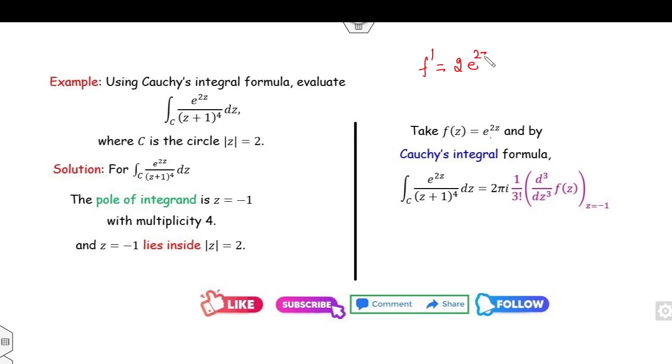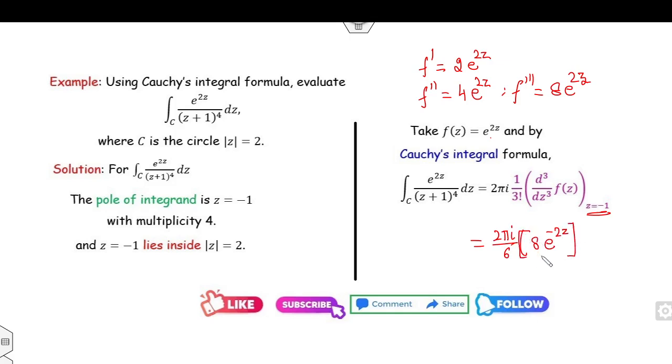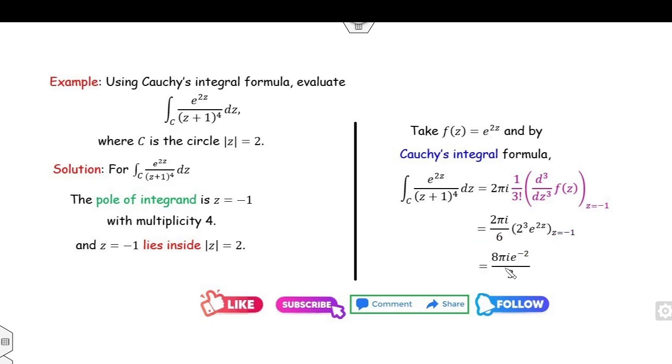The first derivative is this. The second derivative will be 4 times e raised to power 2z. The third derivative will be 8 e raised to power 2z. And z is minus 1. So it's 2 pi iota over 6, times 8 e raised to power minus 2, is the right answer. You can cancel out or you can do the calculation and that will be the right answer.